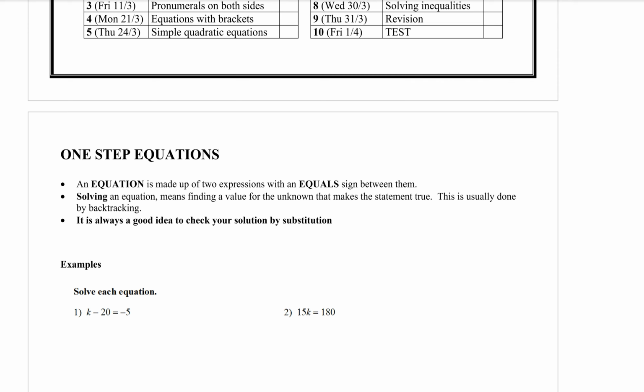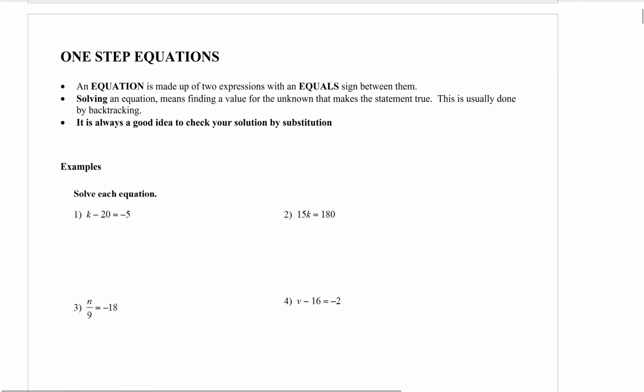To solve an equation is anything that has an equal sign in it. We're going to solve by doing the opposite, or what is called backtracking. Now, pluses and minuses are opposites of each other, and timesing and dividing are opposites of each other. So these ones are called one-step equations because there is one number with my pronumeral, and there's one thing that I have to do to get the k by itself, to find out what it's equal to. That's why they're one step.